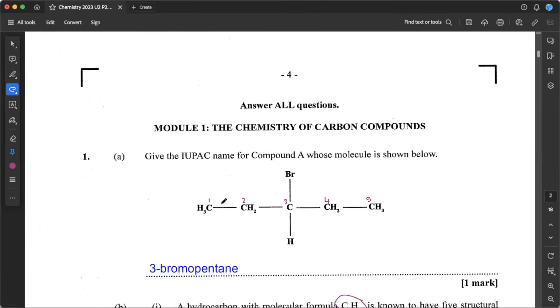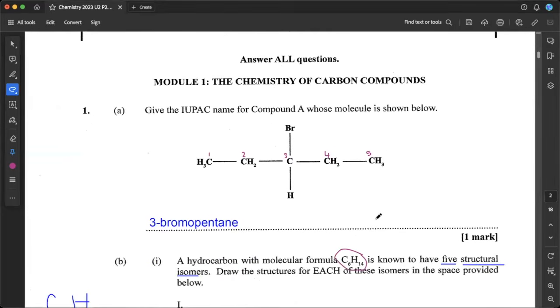The first thing we're going to do is label our longest carbon chain. When we do that, we count from here: 1, 2, 3, 4, 5. It's 5 carbons long, so that will form our base name of the compound. That will be a pentane. We know it's an alkane because there are only carbon-carbon single bonds. So pentane is our base name. Then on the third carbon, we have this bromine atom, so this is a bromo group. And so we have 3-bromopentane, okay?